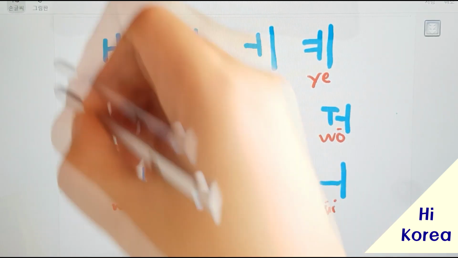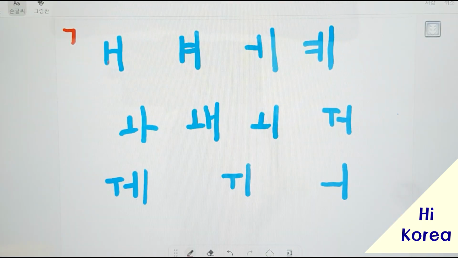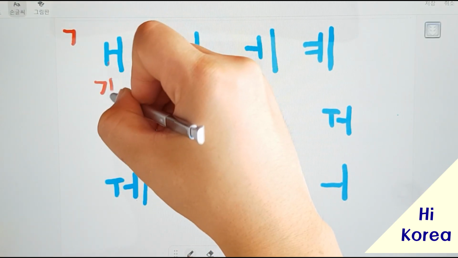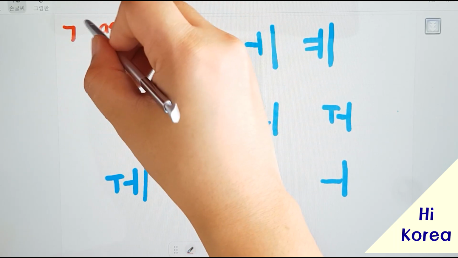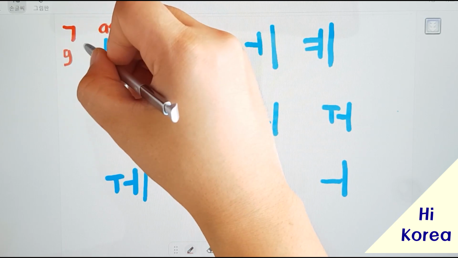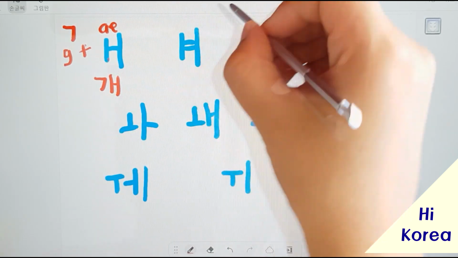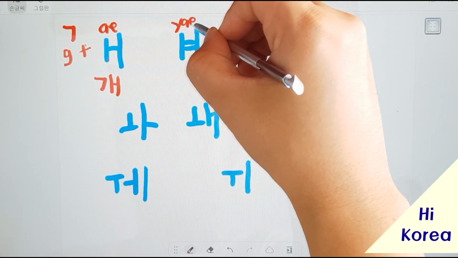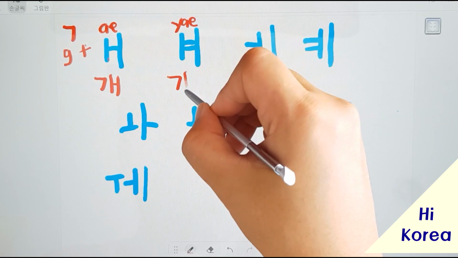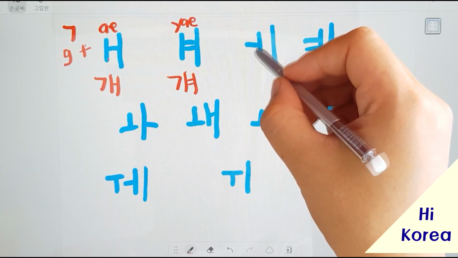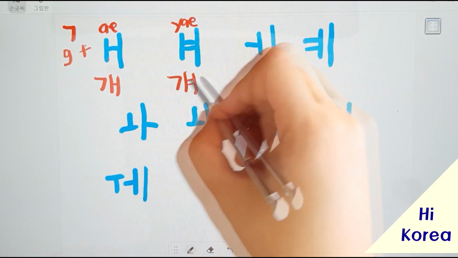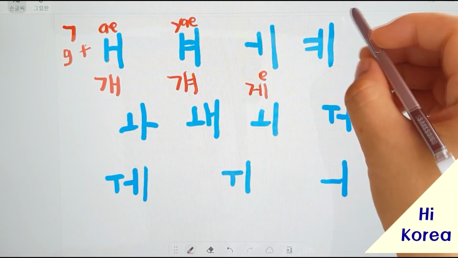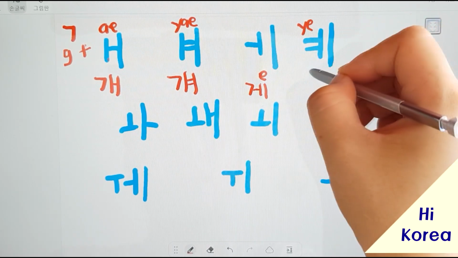Next, let's add a consonant with a vowel, kiok. So this is a plus g, so it becomes ge. And ye plus kiok becomes ge. And this is e plus kiok, it becomes ge. And this is ye, it will become ge.